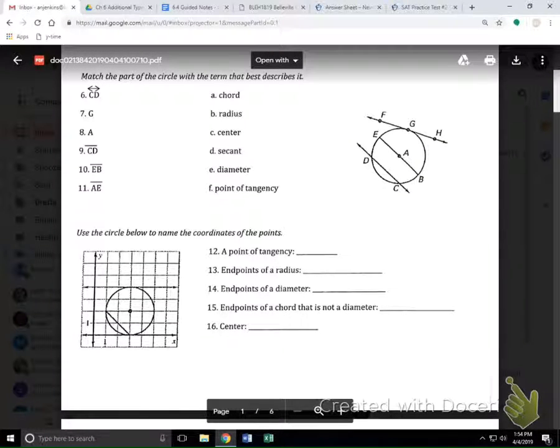Our next part is matching. So match the part of the circle that best describes it. You have CD. What is CD? CD is a line, is a secant. Hits twice, so secant is D. We have G. What is G? It's the point of tangency, which is F. We have A, which is the center, C. We have CD, which is, yep, so that one's the chord.